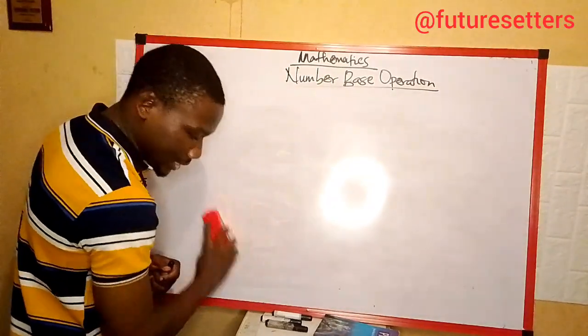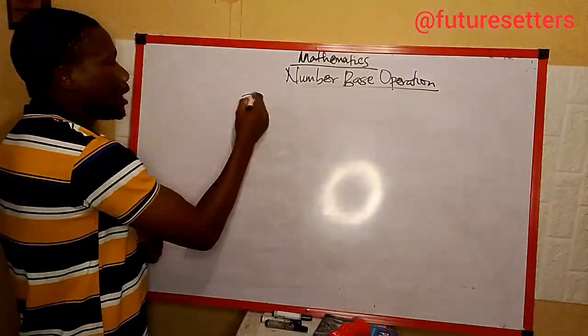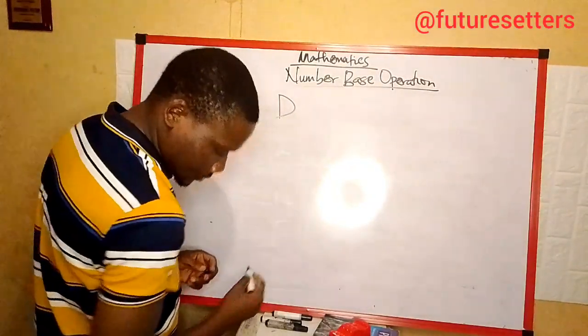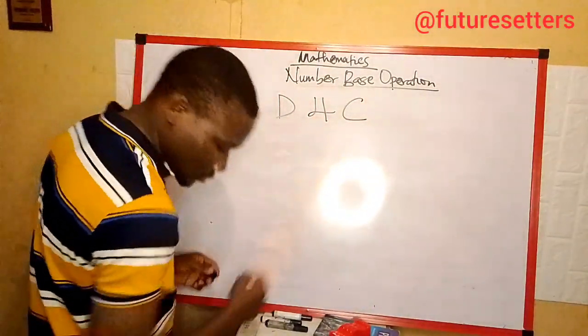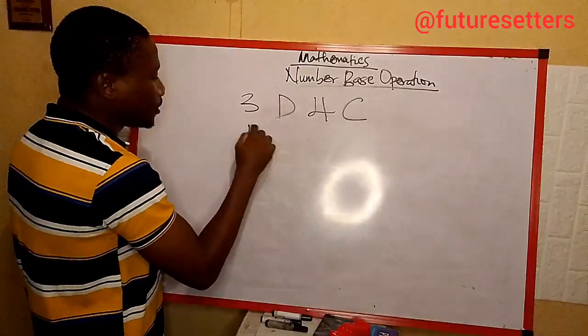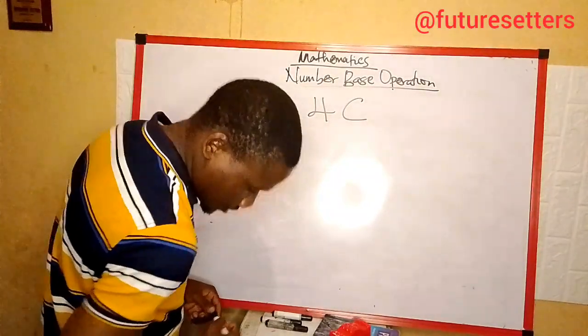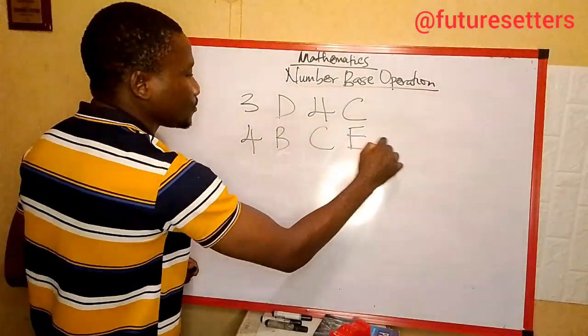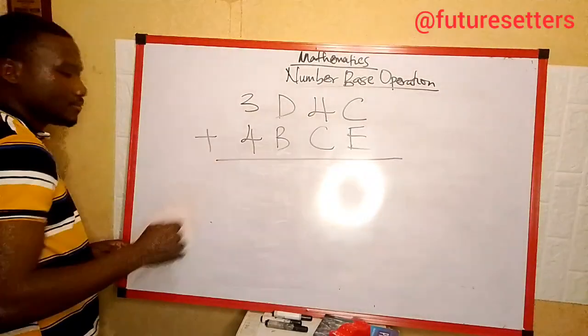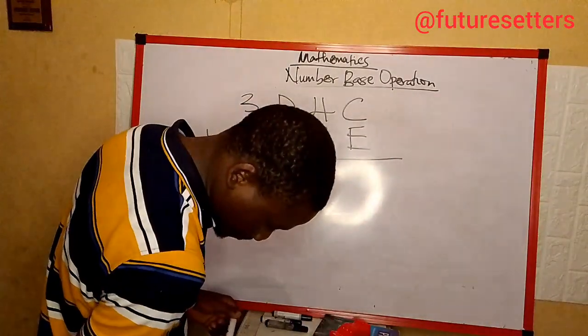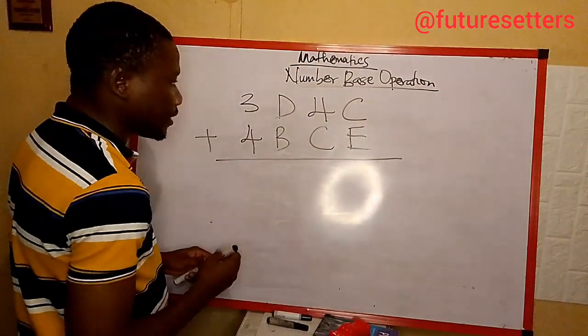Now we are going to come back again to this part. We are going to add 3D, 4C, 4B, CE. Let's add these two together. And what we have here is base 16.